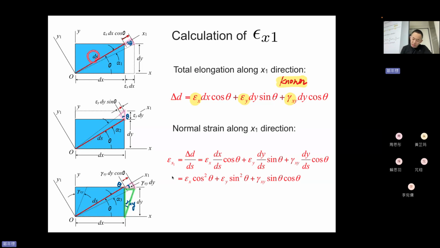So elongation along x1 divided by the original length, ds. Okay, what is ds? ds is the diagonal length along x1 in this rectangle. So delta D needs to be divided by ds to get the epsilon x1. I believe no problem with that. So ds divided by ds. Okay, so everything's here. And what are dx and ds?